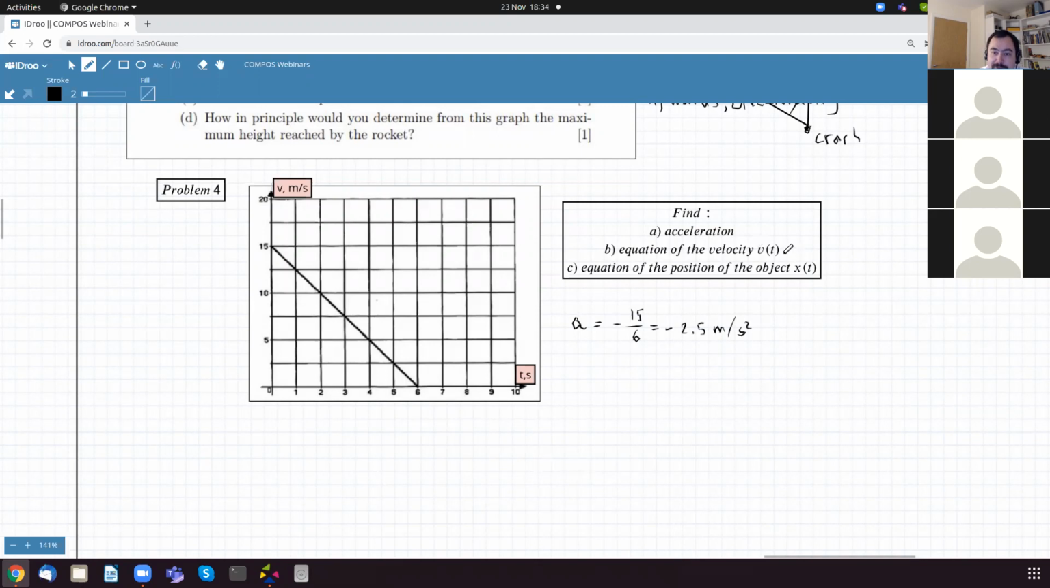Find the equation of the velocity. Well, with uniformly accelerated motion, we need to find the velocity versus time. But it's actually just the equation of this straight line. So we know the slope, which is minus 2.5 t, and the y-intercept, which is 15, plus 15.